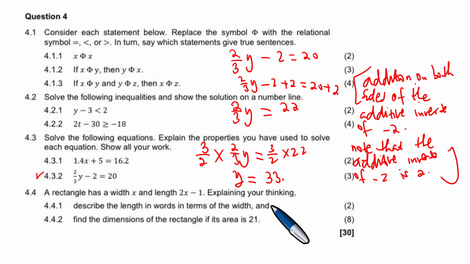You can check that on your calculator. If you take 3/2 multiplied by 22, 2 divides 22, giving 11, and 11 times 3 gives us 33. So these reasons apply to that part of the calculation. It's multiplication by the multiplicative inverse of that.